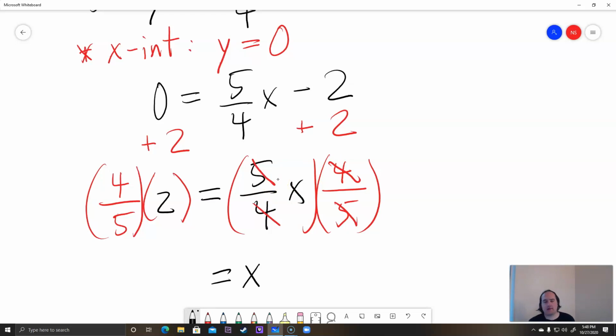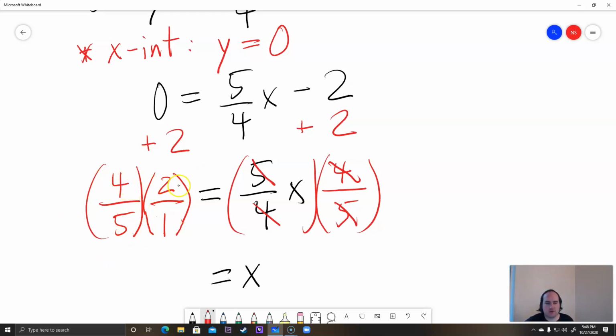And then on the left side, remember 2 is the same as 2 over 1. So we can rewrite 2 as 2 over 1. And then to multiply fractions, recall that you just multiply straight across. Here we're going to be multiplying these fractions straight across. Nothing's really going to cancel out here on the top and the bottom because 4, 2, and 5 don't have any common factors. So we're just going to go ahead and multiply straight across.